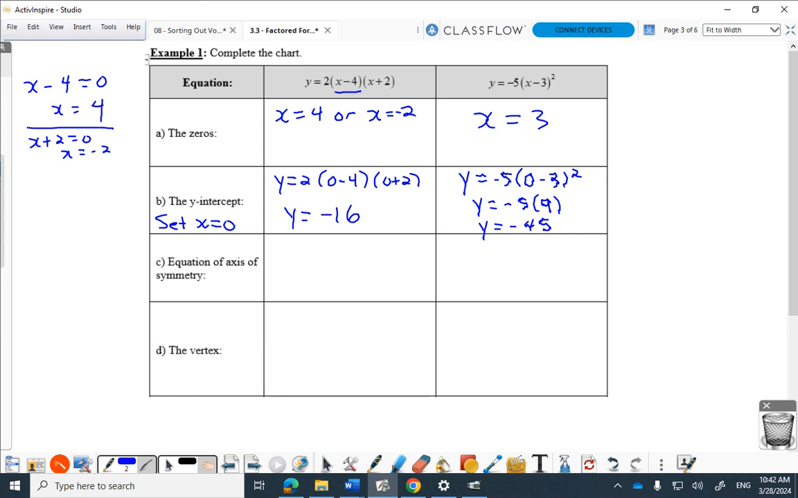Well, now we need somebody clever. Equation of the axis of symmetry. I think this was in the homework. You had to deal with this situation. One of the x-intercepts is 4. The other x-intercept is -2. Where's the axis of symmetry?